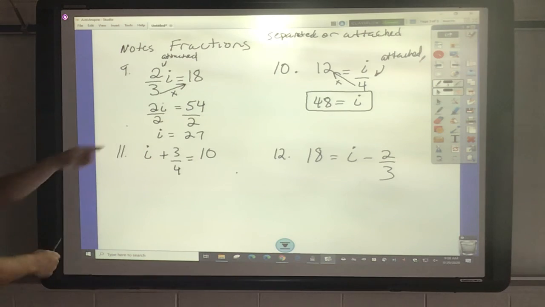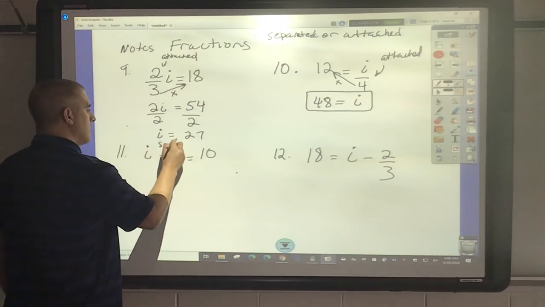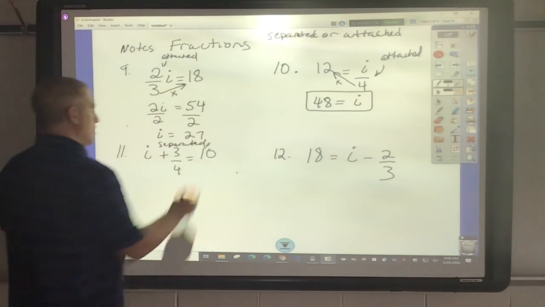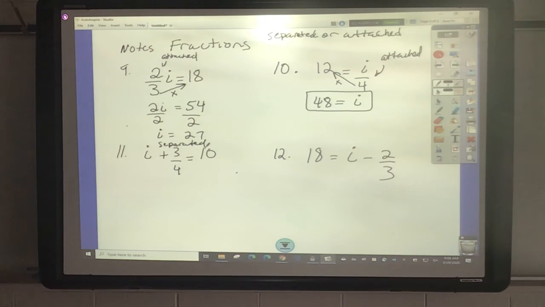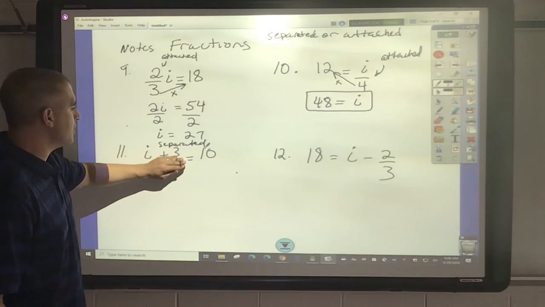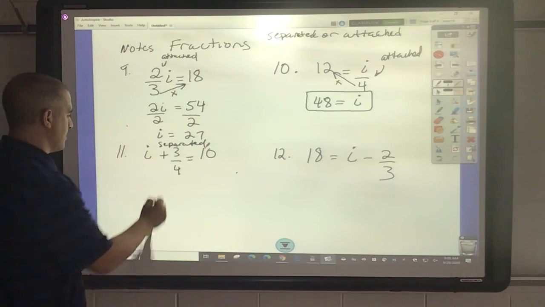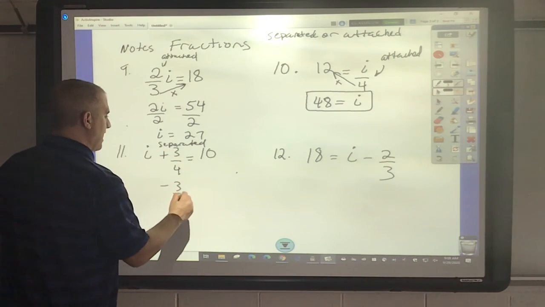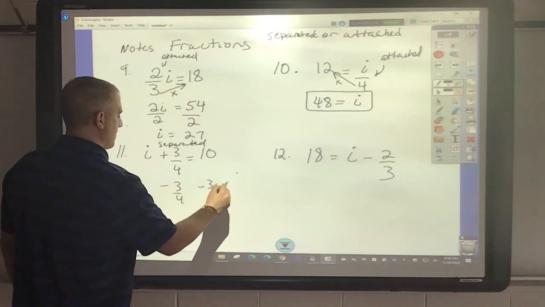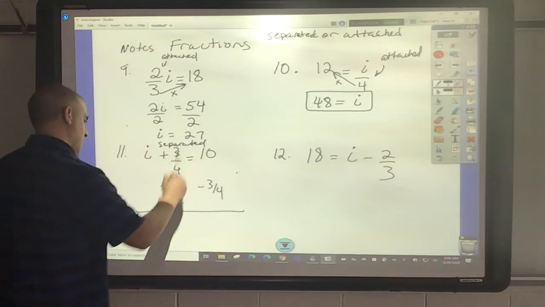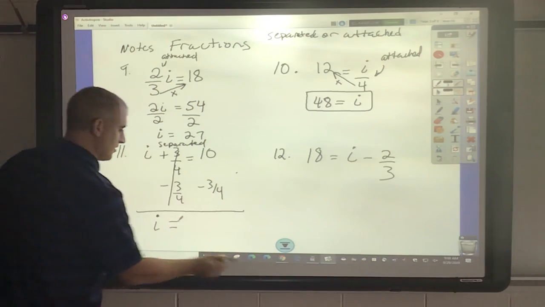Now, these right here are separated. Notice how there is an operation. So if I pretended like this was plus 3, everyone would say, Mr. Evans, you would just subtract that. That's right. So I would subtract 3/4. So I got I equals.